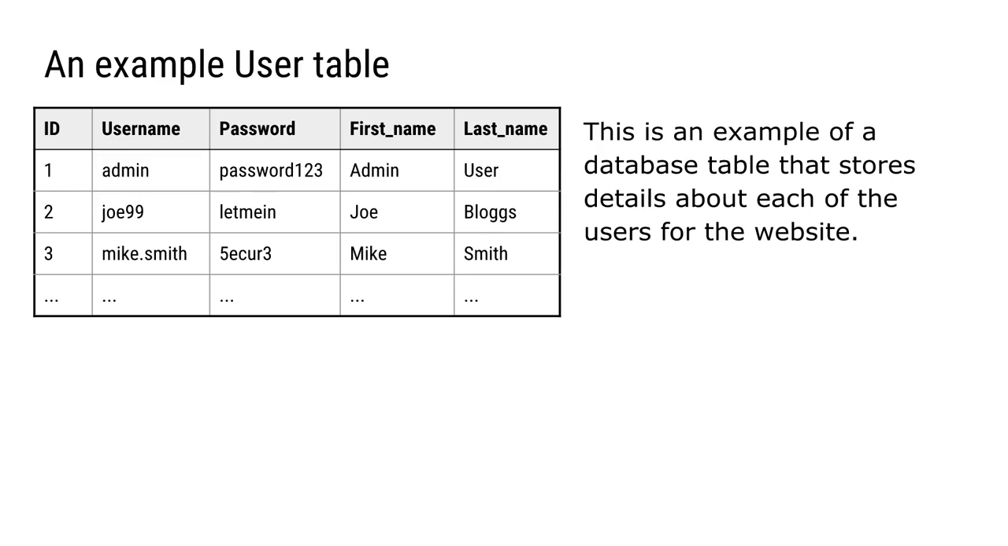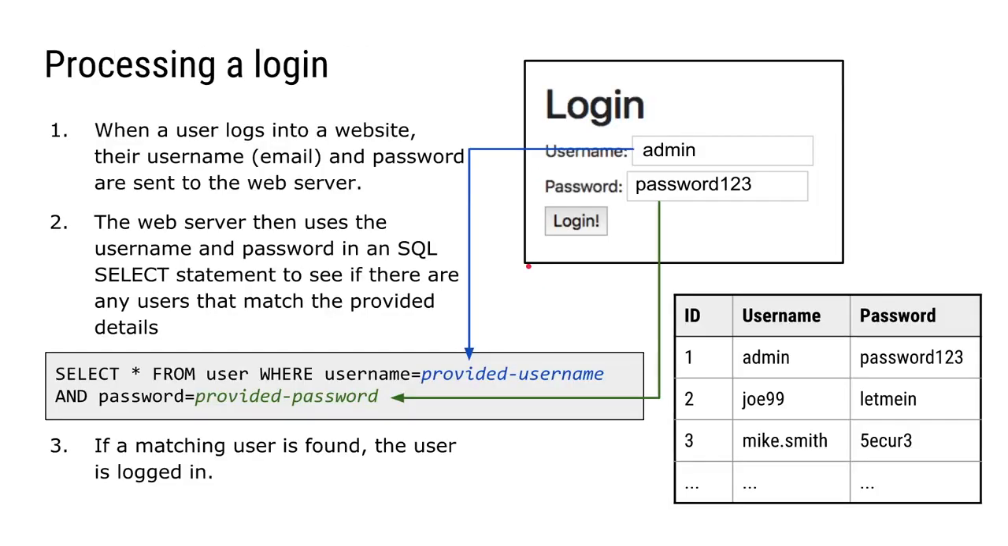So here's a very simple example of what that might look like. So this is a table in our database, and as you can see we have these fields: ID, username, password, first name, last name, and we have individual records for the different users in the database. And when we process that login, a user will type in their username, they'll type in their password, and they'll press login. And that data tends to get sent then to a database where it is going to be inserted into an SQL select statement.